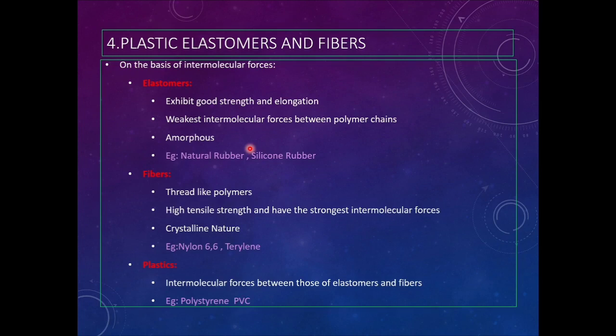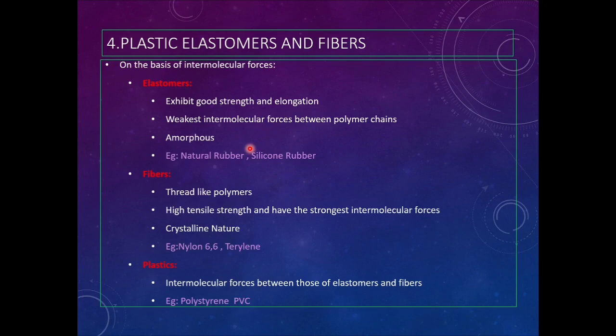And the second one is fiber. They are thread-like polymers, and they will have high strength, and they have the strongest intermolecular forces. There will be a regular order in the arrangement of atoms, so it will be crystalline in nature. Examples of fibers are nylon 66 and terylene.